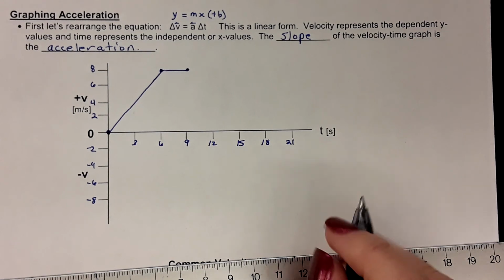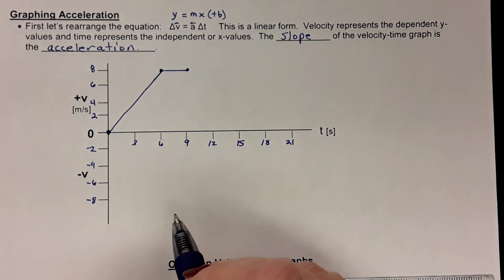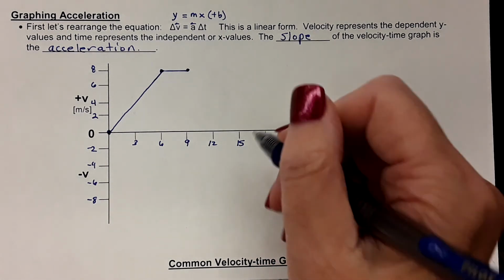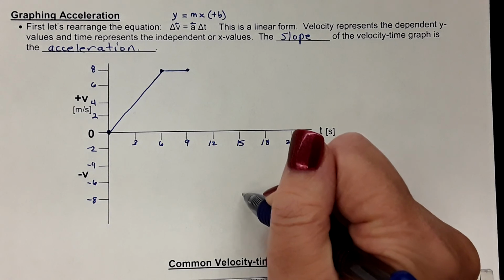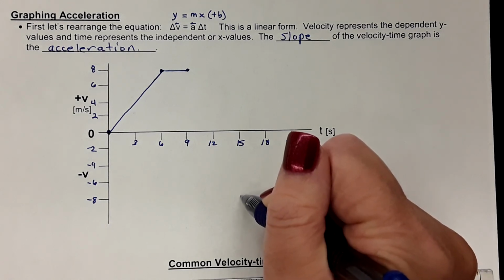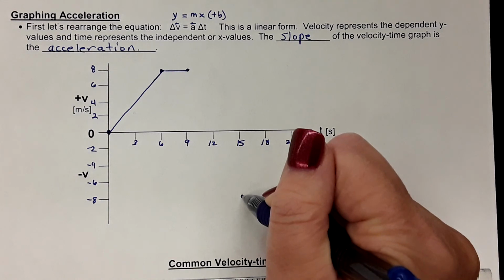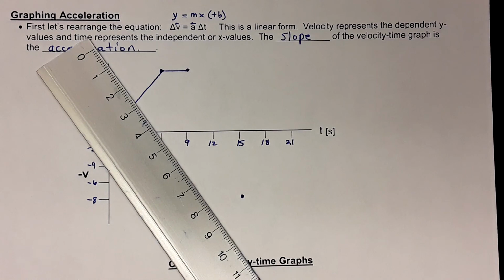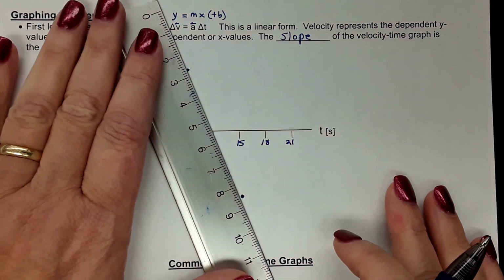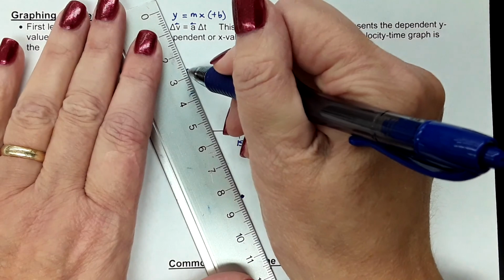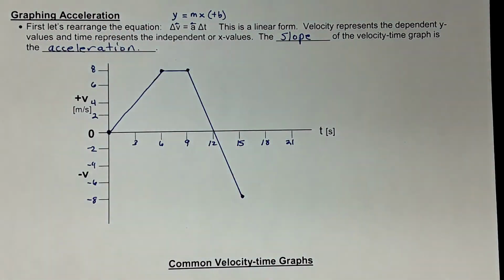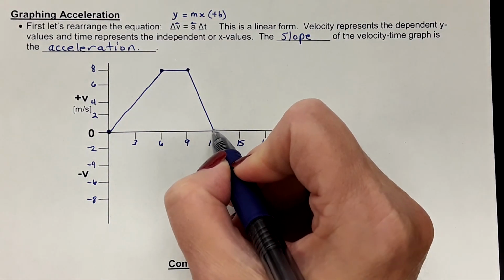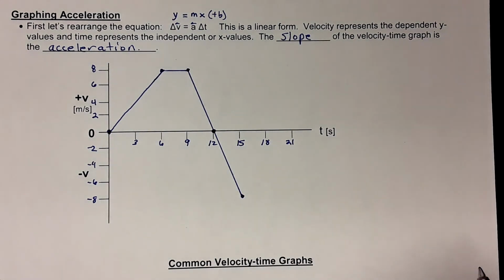Now, I want you to, oh, this is going to be a big one. We're going to go to about 15 and -8. And what we're going to do is take our straight edge, and we're going to connect those two points. And while we're at it, make a point right there where it crosses the y-axis. That's an important point. We'll be talking about it soon.